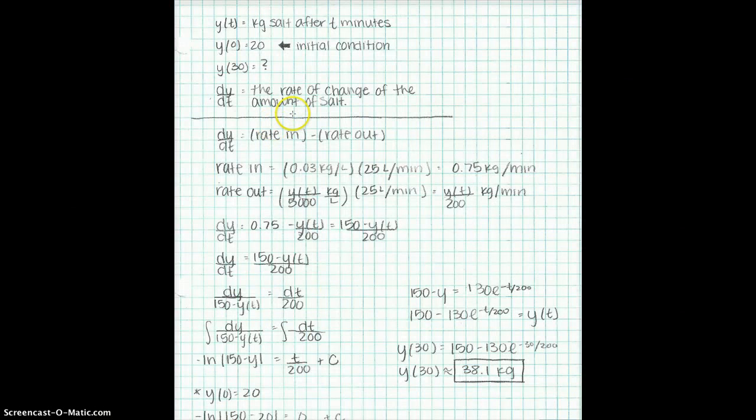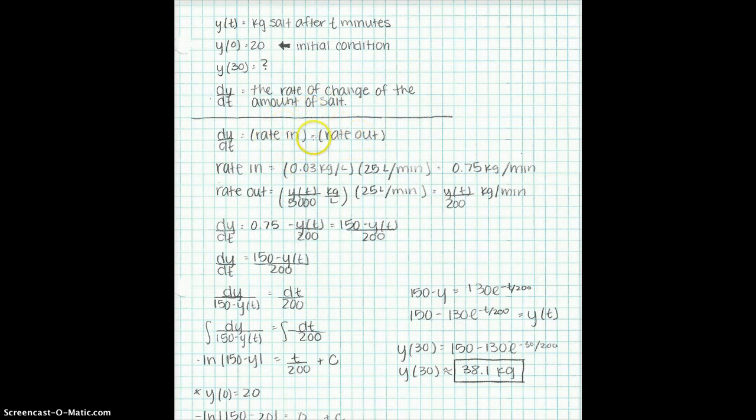To start, you can list all of your givens. So y of t equals the kilograms of salt after t minutes. Y of 0 equals 20, which is the initial condition, and you're trying to find y of 30. dy over dt equals the rate of change of the amount of salt. And you can see that dy over dt equals the rate in minus the rate out.